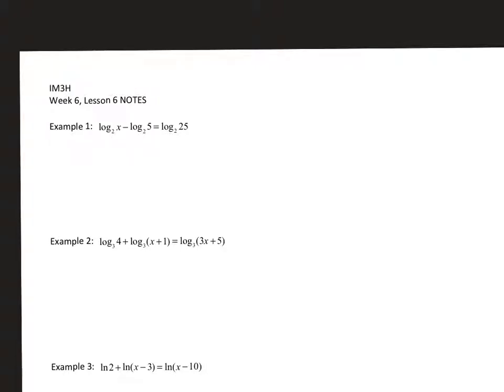So like on example 1, if you're looking really close, there's 1, 2, 3 logs. And this is just nasty looking. It would look a little bit better if maybe there was only 2 logs. So what I'm going to do is over here on the left, I'm going to condense those 2 logs because I know the rules for that, and it would end up being log base 2 of x over 5, right? I've condensed the left, and then I'll leave the right alone.